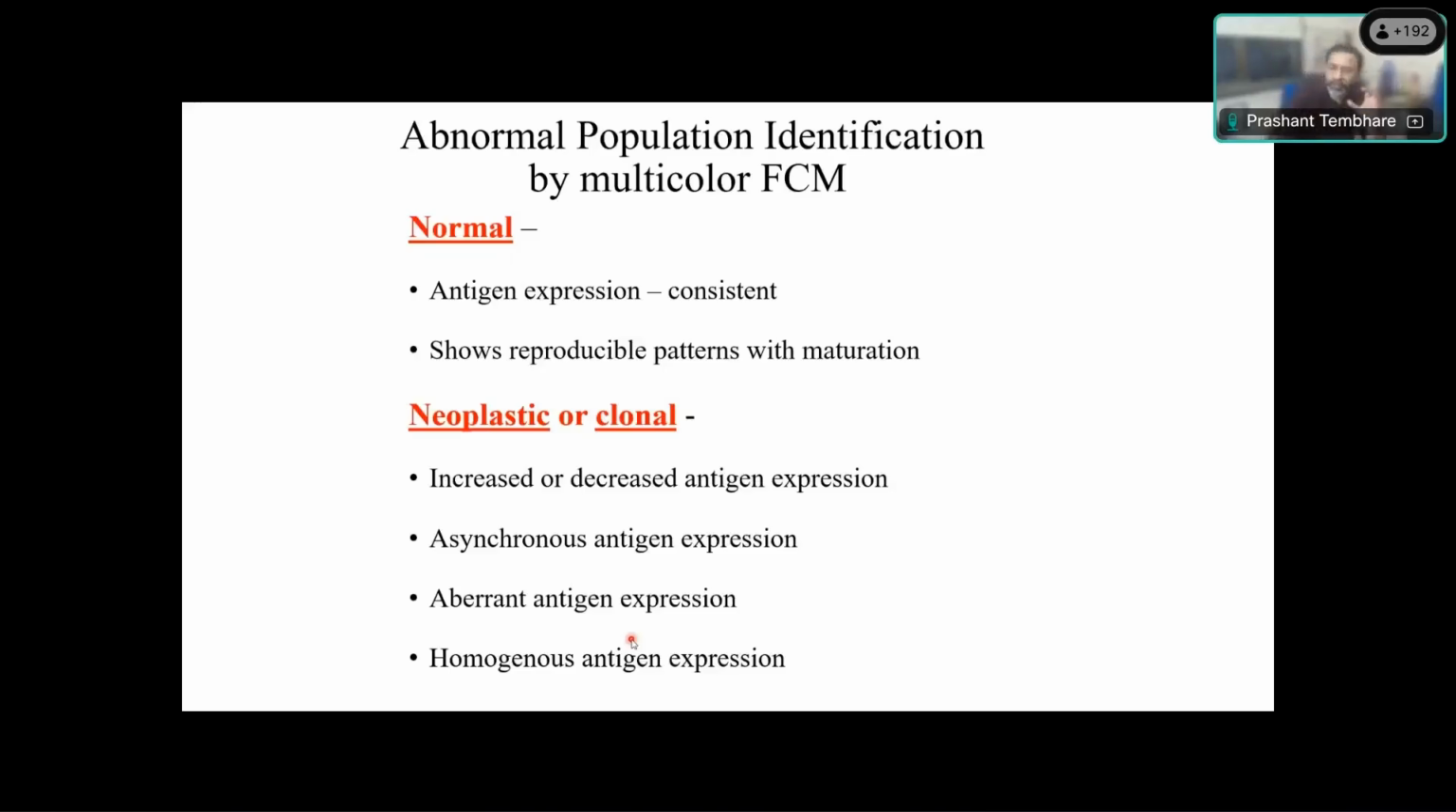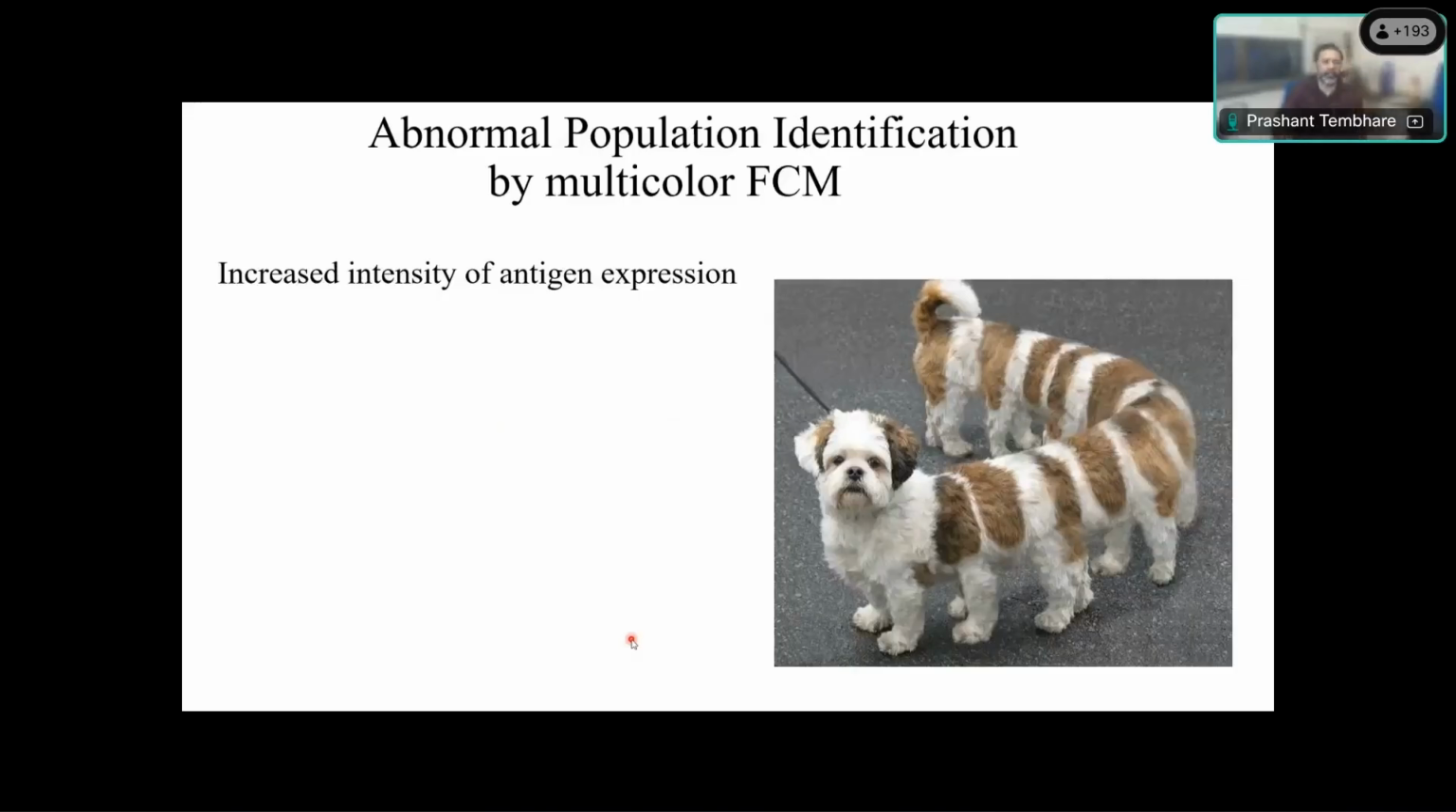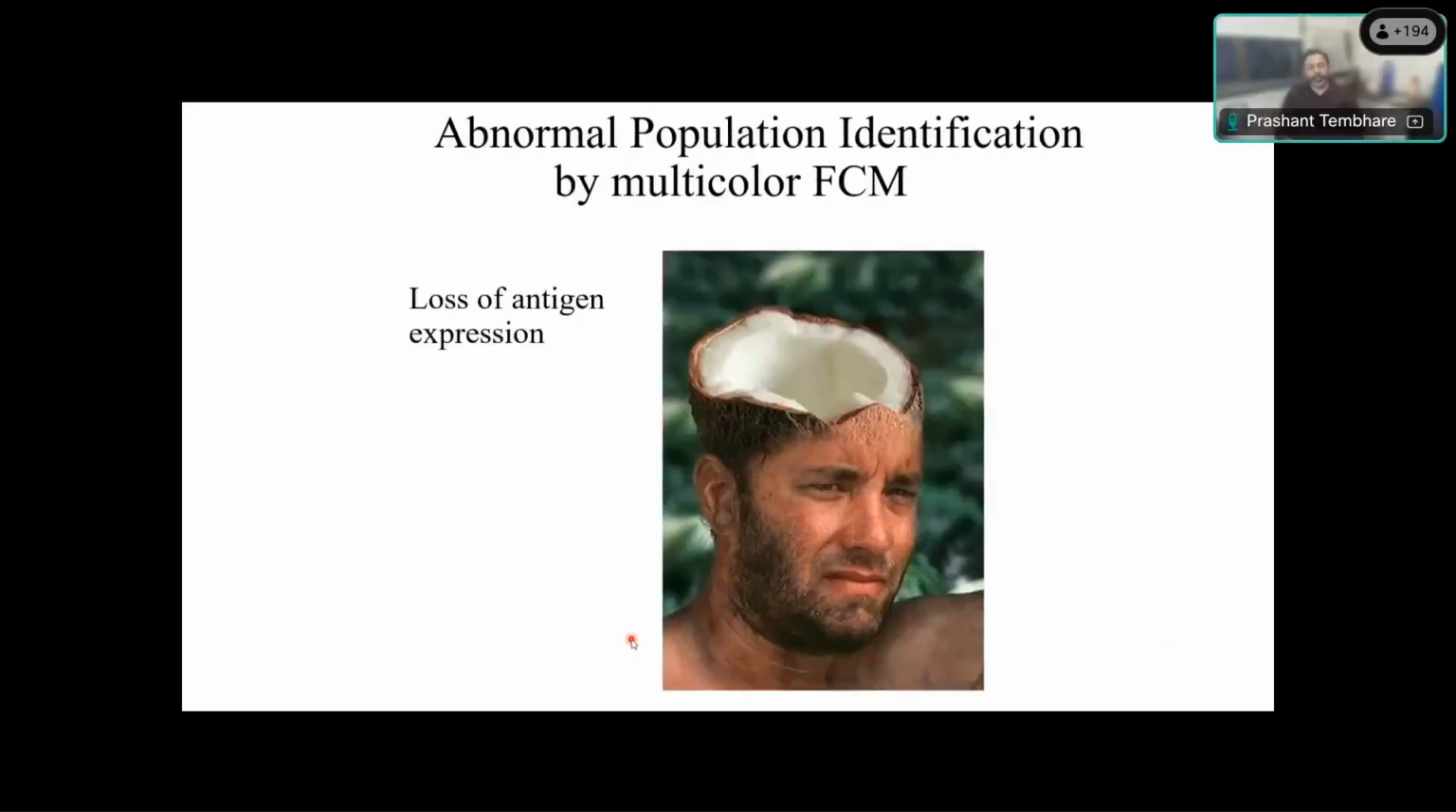I'll show you some pictures which are modified and kind of funny. So we know that a dog has 4 legs, but if instead you have 16 legs, then it becomes increased, more than the normal, right? As shown in this cute dog picture, there is an increase, which is abnormal. Now, loss of antigen: something which should be there, but it is lost, right? This picture indicates loss of the head basically. So loss of antigen is also considered abnormal.